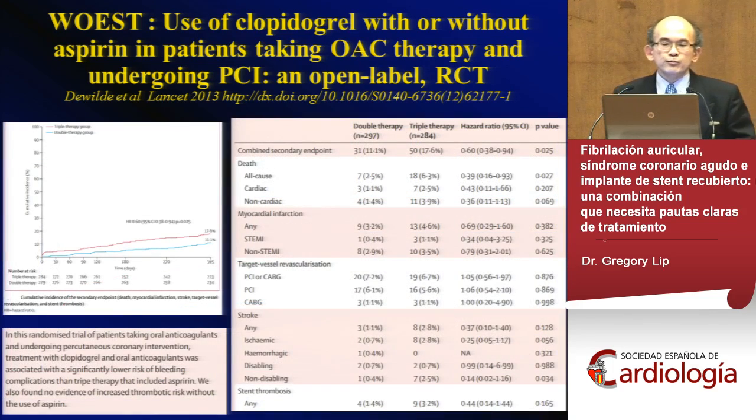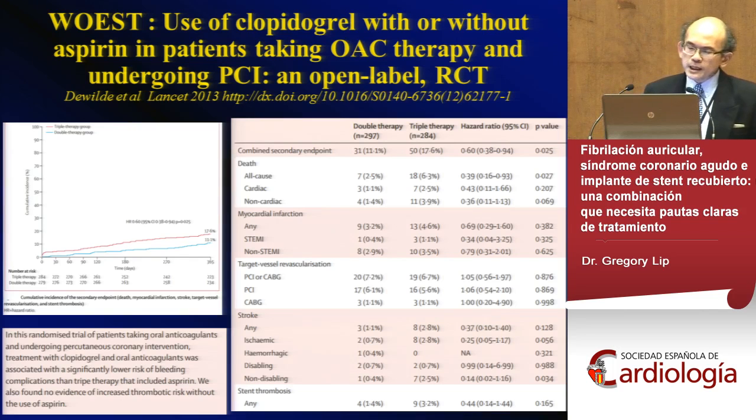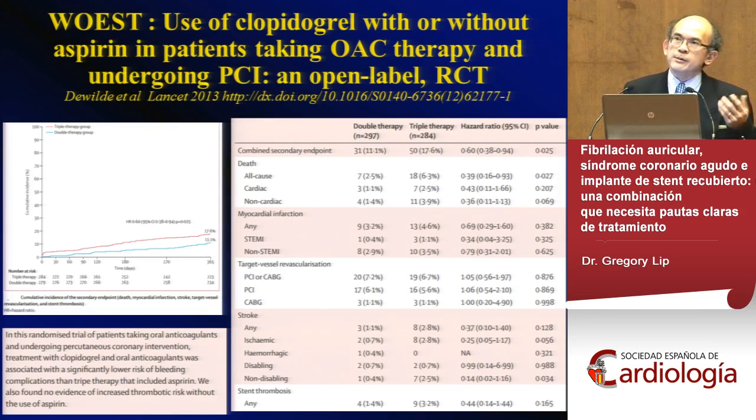The other aspect from WOEST, which was interesting, and why it attracted a lot of attention, is in terms of mortality. This was a secondary endpoint, because there was certainly a suggestion that mortality was greater in the patients randomized to triple therapy compared to dual therapy. So there's therefore been a move in the sense that we should drop the aspirin. When you manage patients with AF who need anticoagulation, you can just manage these patients with anticoagulant plus single antiplatelet therapy.